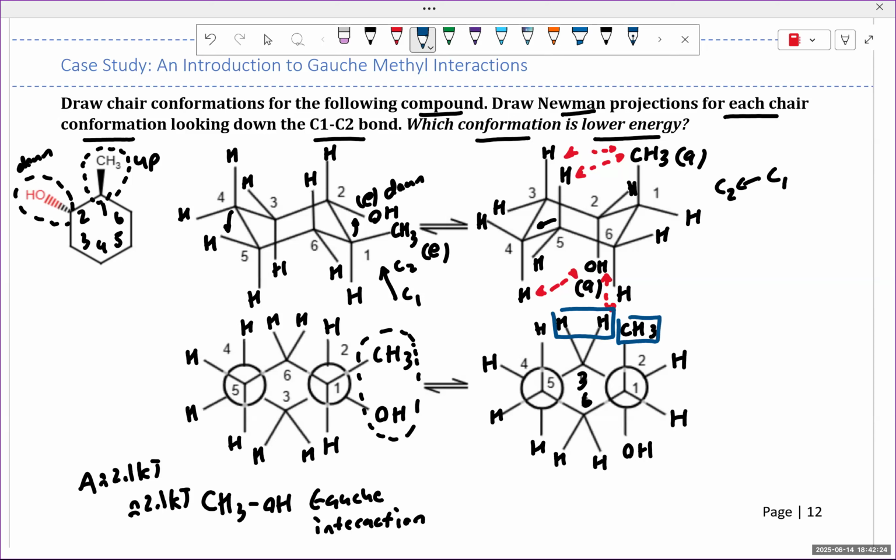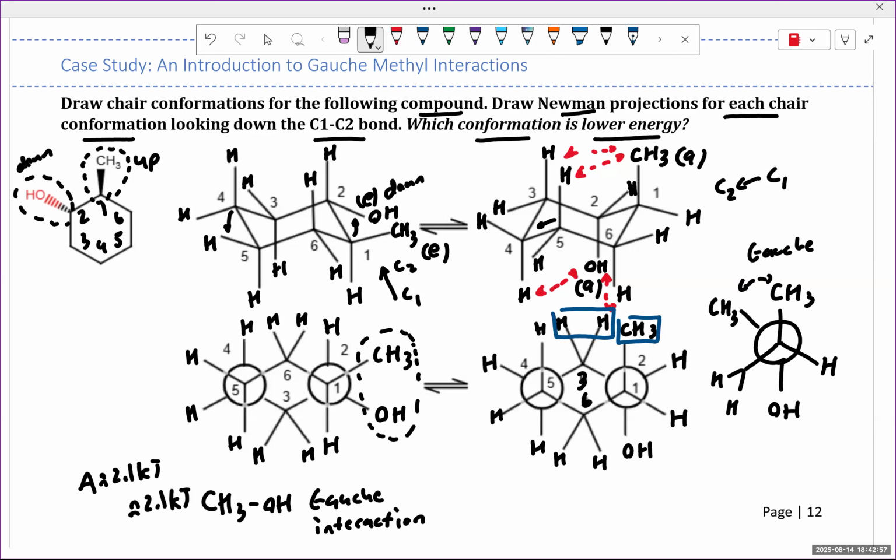1,3 diaxial interaction. The reason why the 1,3 diaxial interaction is called a gauche methyl interaction stems from the fact that in reality, it's not just the fact that this methyl group is bumping into these axial hydrogens. It can also be paralleled, and you can think of it as very similar to if you had two substituents, in this case, two methyl groups, gauche to one another. A 1,3 diaxial interaction is really a gauche interaction between the axial substituent and a methylene group present in the ring.